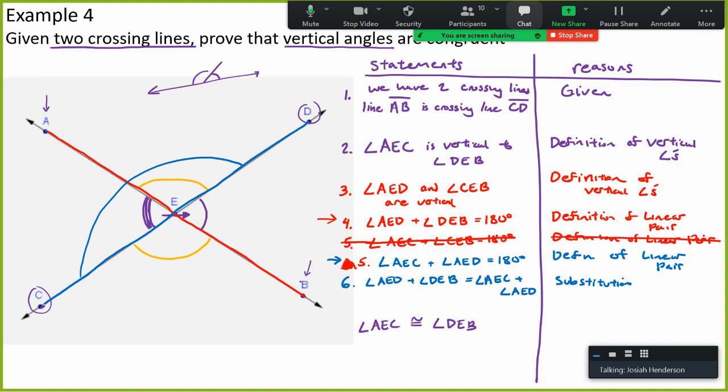Now look at my blue line 6. I have angle AED on the left of the equals and angle AED on the right of the equals. So if I subtract angle AED from both sides of this equation, what's left? We're left with angle AEC is equal to angle DEB. Subtraction property of equality. We did a subtraction of angle AED.